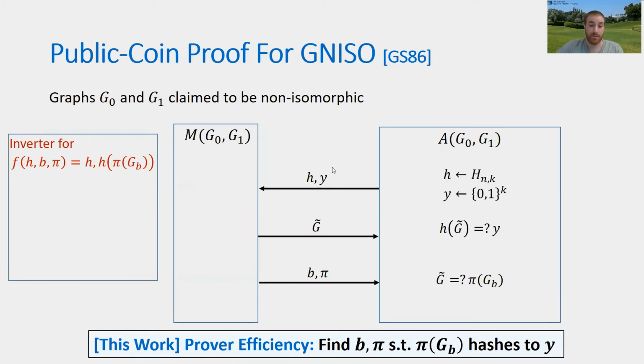Why? Because these two, H and y, are exactly the images of what we need. If we had an inverter, a pre-image for H and y would be some H prime, which would just be the same H, and some b and pi such that H applied to the graph G sub b permuted is exactly equal to y. This is exactly what we needed. The prover can now compute G tilde and send over everything to the verifier, who can just verify everything.